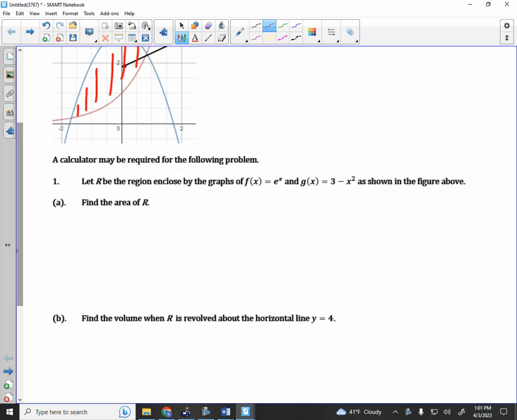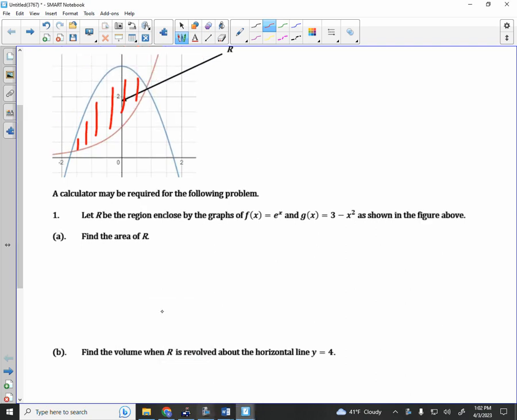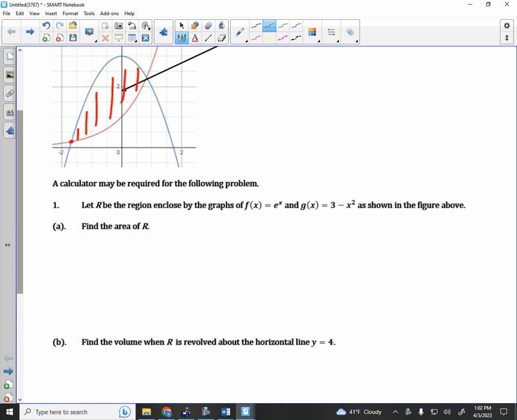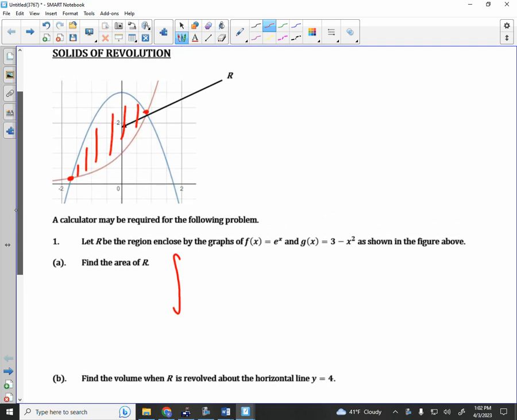What I want you to do right now is see if you can write an integral expression that represents the area of R. Take about a minute, talk with your peer, go. Okay, pause. Let's look up here, just see where you're at. As you write an integral expression, what do you write? 3 minus x squared minus e to the x dx.